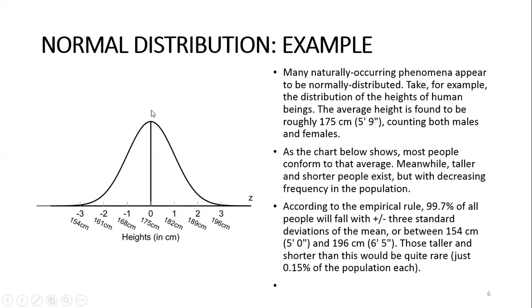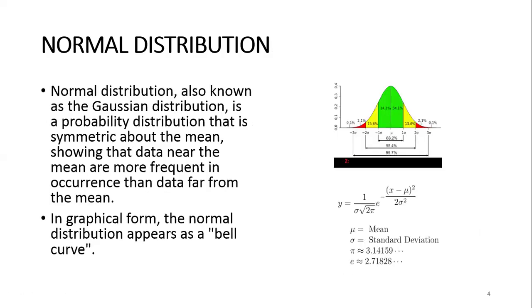So the mean is at the center. The values to the right of the curve are higher than the mean. The values to the left of the curve are lower than the mean. That's the nature of the normal distribution. That's why we say it is symmetric about the mean.